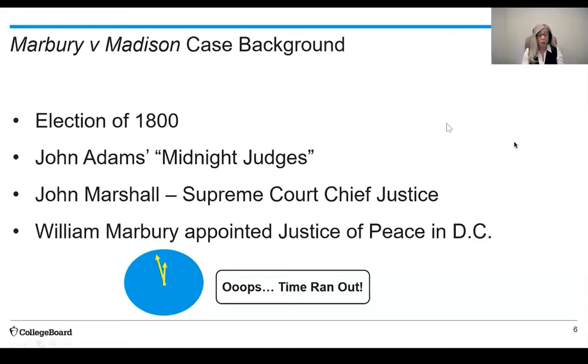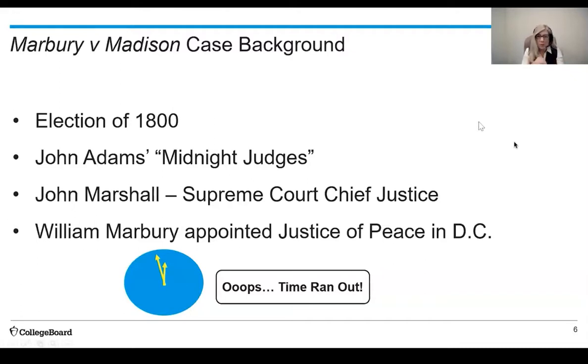The way the system worked is once he appointed a judge, he would sign a commission, and then it was up to the Secretary of State to deliver that commission to the person who had been appointed to be the judge. It's almost like a contract in some ways for a new job. John Marshall at the time was John Adams' Secretary of State. He had also been appointed to be the new Supreme Court Chief Justice, so he was filling both roles at the same time.